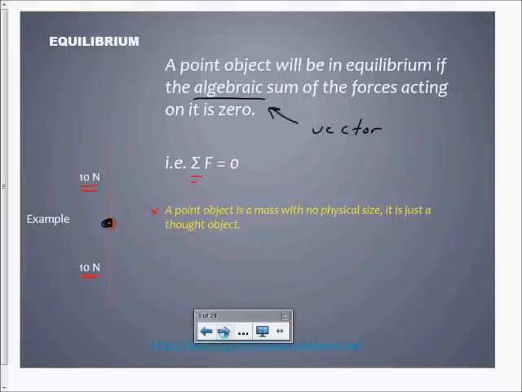And here is just a little statement that says what we mean by a point object. It has no physical size. It's really almost an imaginary or thought object that we're dealing with at this point. So in terms of your notes, I want you to write down the statement up here, the condition for equilibrium, and I think just take a little note to yourself about the vector nature and that statement there, plus this little example on the left-hand side.